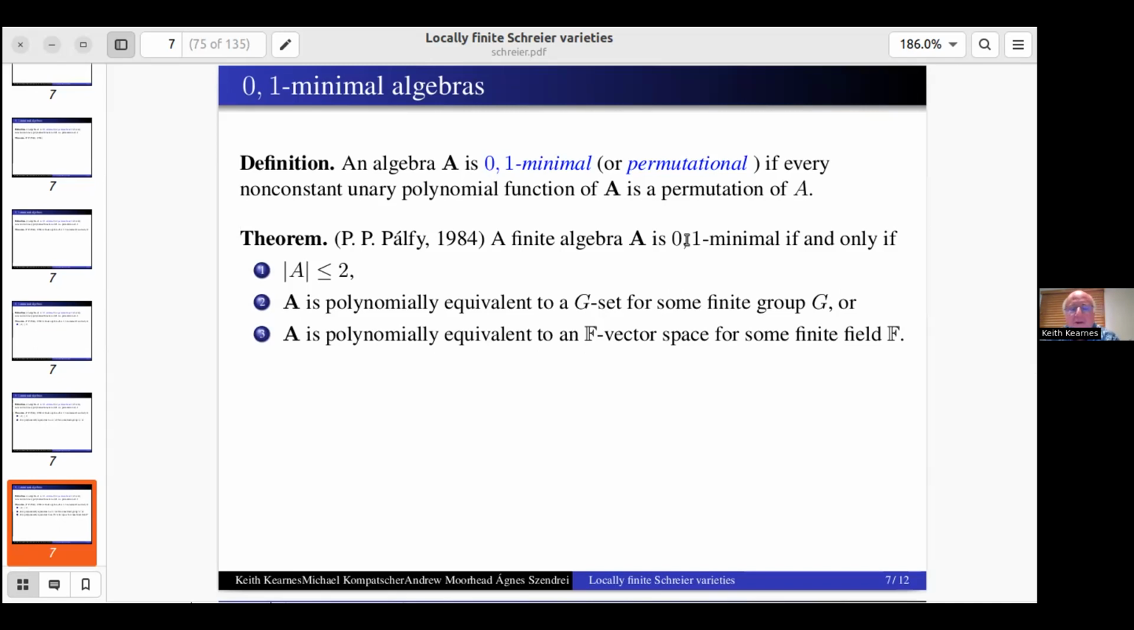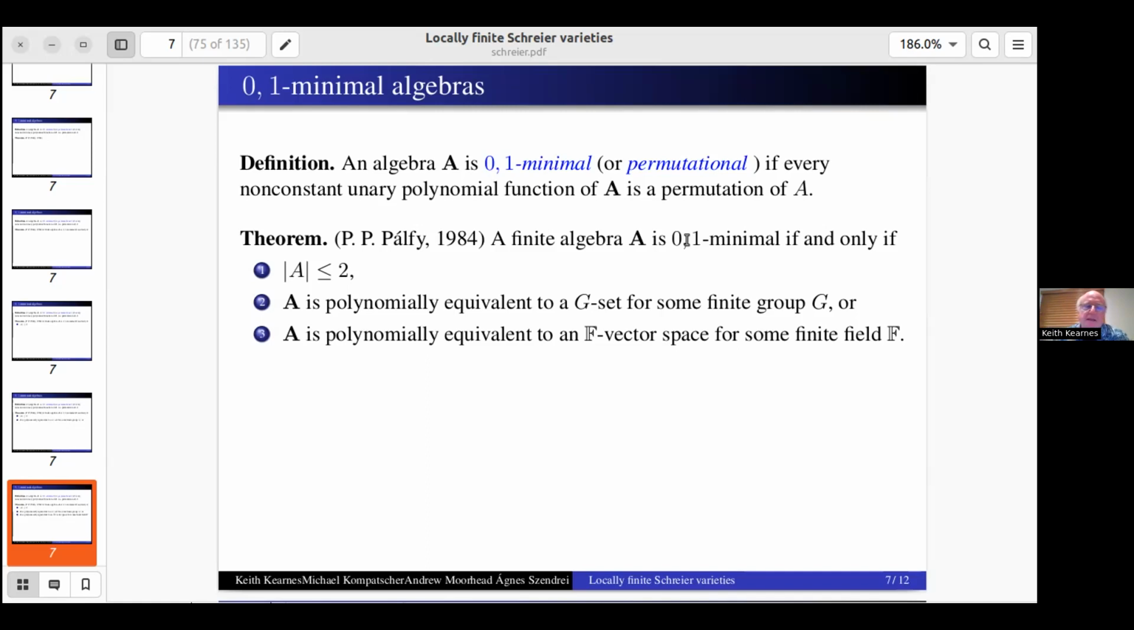Okay, but when you get to 3 or more, then the algebra comes in, and Palfy was able to show that every algebra that has the property that its non-constant unary polynomial functions are permutations must be polynomially equivalent to a G set or polynomially equivalent to a vector space. What that means for item 2, is that on A, I can define a group action such that the polynomial functions of A are exactly the polynomial functions of the G set you get by letting that group act on the set A.